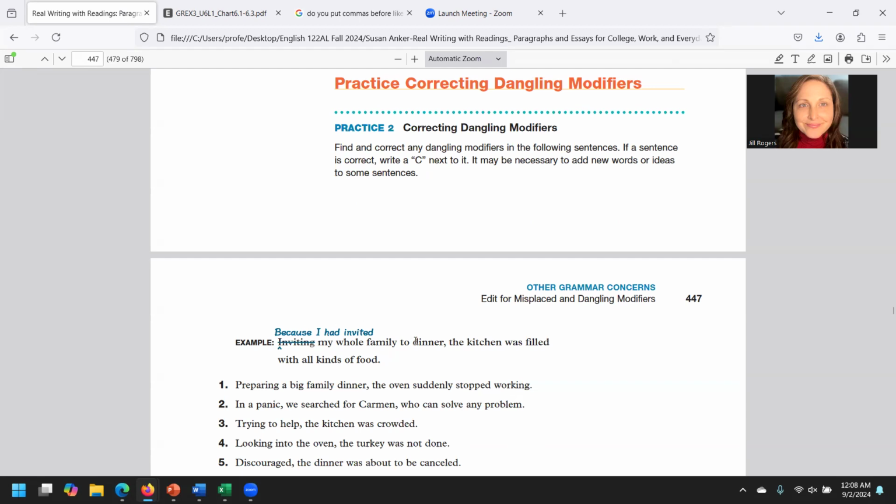Because you can't have a dangling modifier, which is nothing, it's not modifying this. It's not really modifying. It's missing. But be careful because some of them are correct. Okay, so some of them are correct.